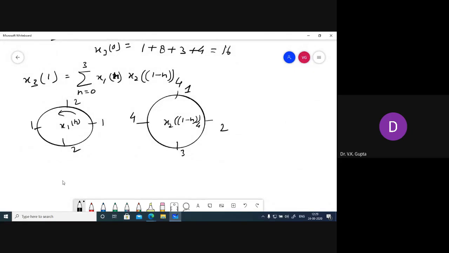What is the value of x3(1)? This 2 multiplied by 1 is 2, plus 1 multiplied by 2, so 2, plus 4 multiplied by 1, and 3 multiplied by 2. This is 14.